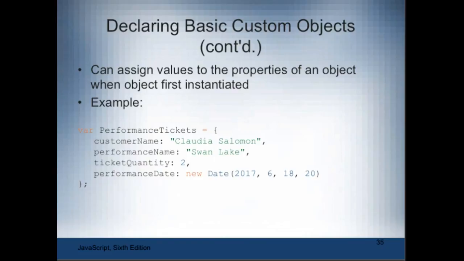One reason that creating objects using literals is generally preferred is that you can declare an object and its properties all in a single statement with a literal. To declare a property within an object literal, you specify the property name within the braces followed by a colon and its value. You must separate multiple property value pairs with commas, as in the example on the screen. The example on the screen creates the performanceTickets object with the code var performanceTickets and adds the customerName, performanceName, ticketQuantity, and performanceDate properties in a single statement.